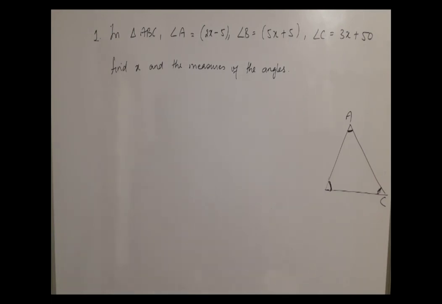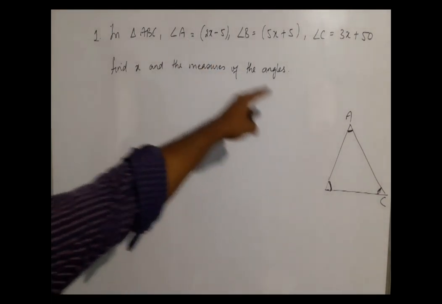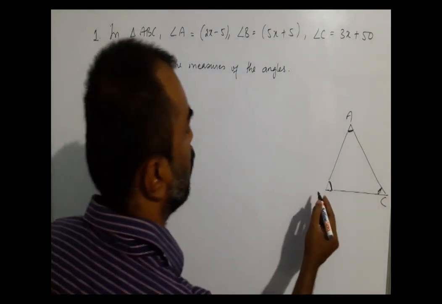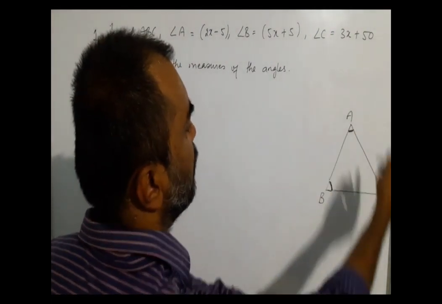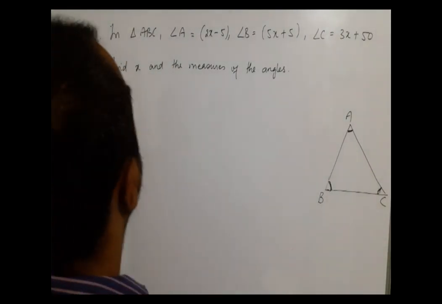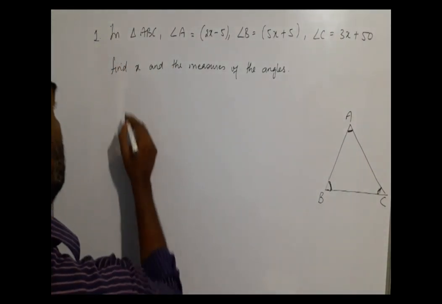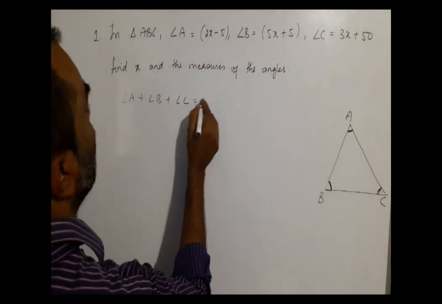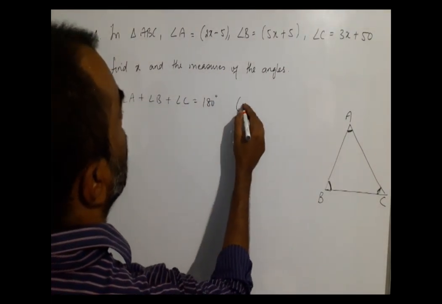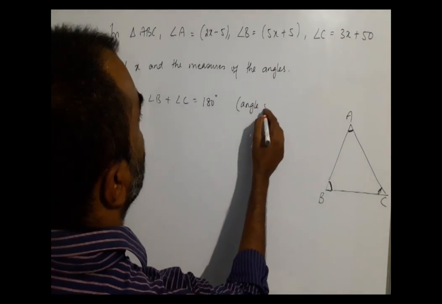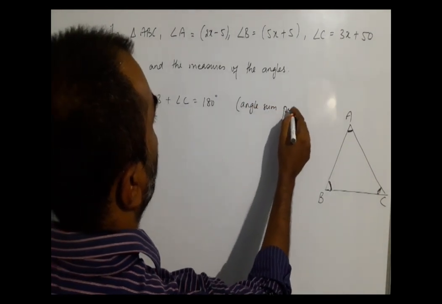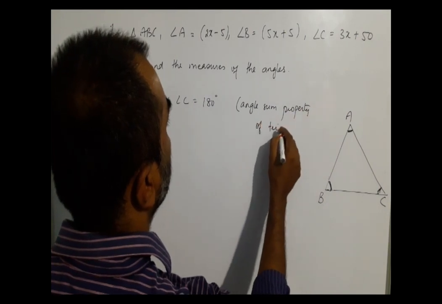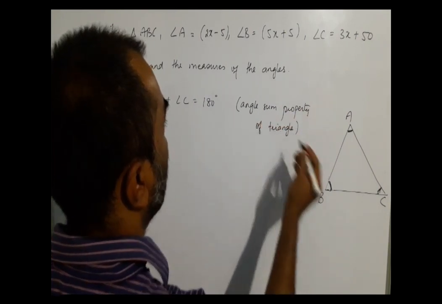We are given triangle ABC. Angle A equal to 2x minus 5. Angle B equal to 5x plus 5. Angle C equal to 3x plus 50. We have to find the value of x and the measures of the angles. Now angle A plus angle B plus angle C equal to 180 degrees. It is the angle sum property of a triangle. So what do we know? That the sum of the three angles is always 180.